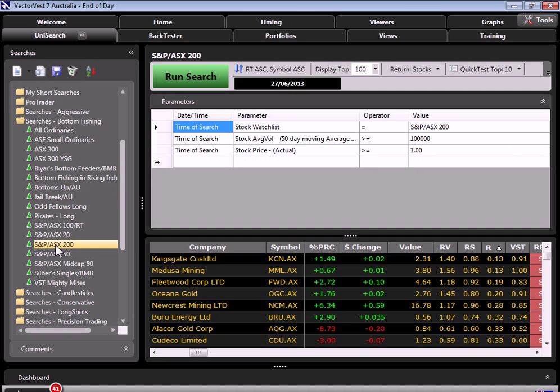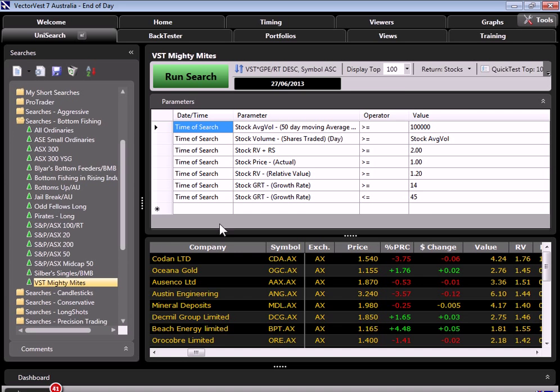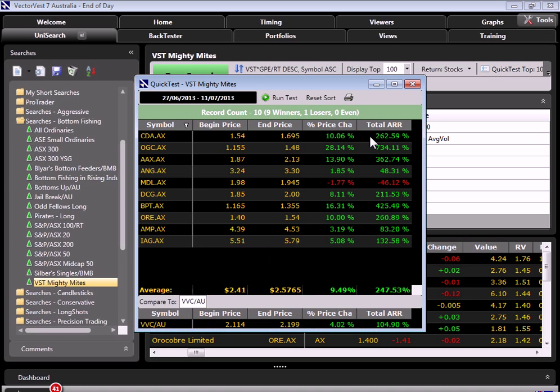I'll go to the S&P ASX 200. Quick test those. Wow, 14% in just 2 weeks. 8 winners, 2 losers. All of our winners are up double digits, and that's a 370% annualized rate of return, again, in just a few weeks. And then VST Mighty Mites, a nice close to 10% return with 9 winners and 1 loser. And that's 248% annualized out.